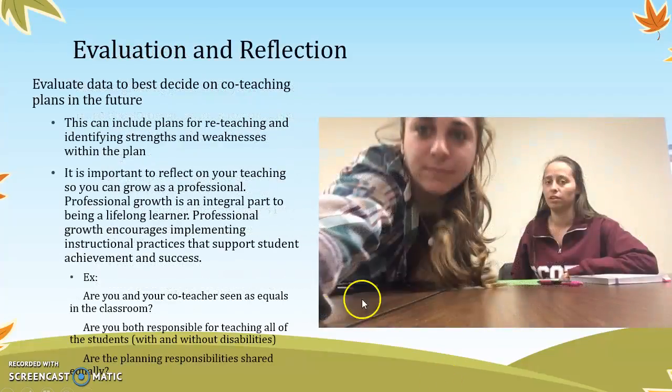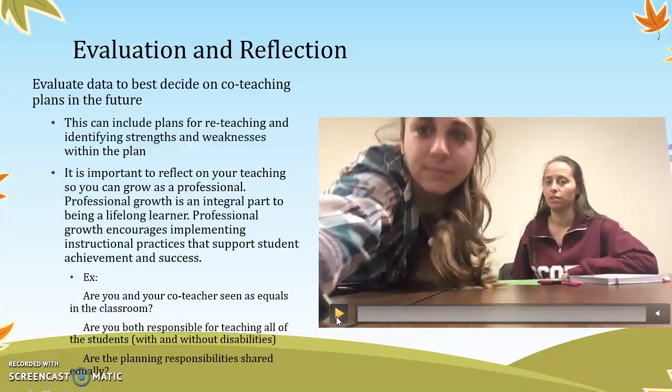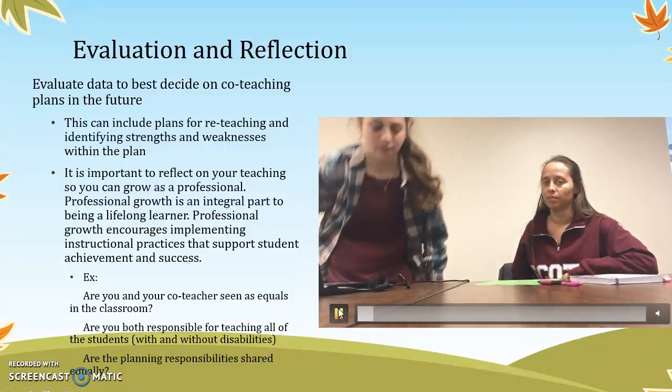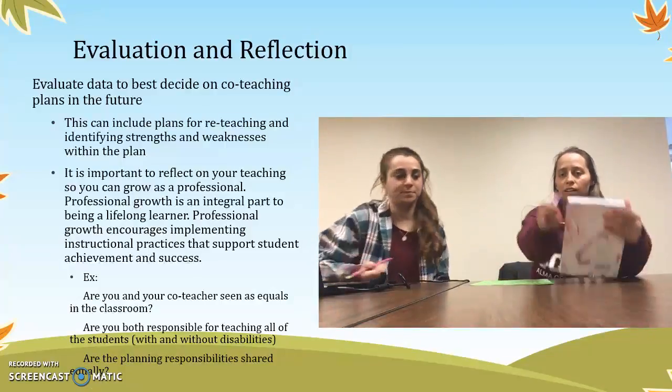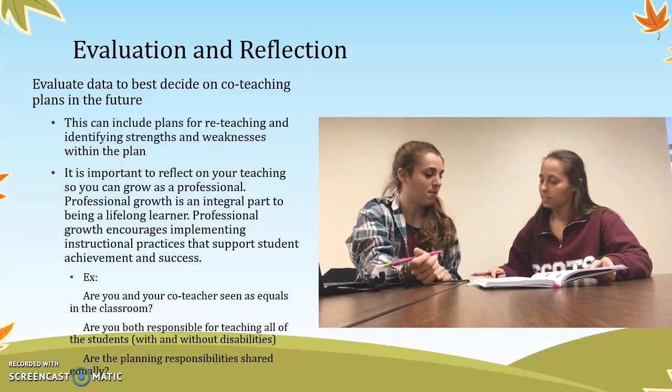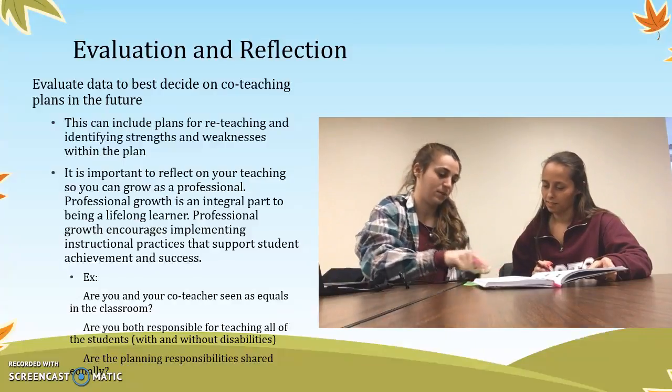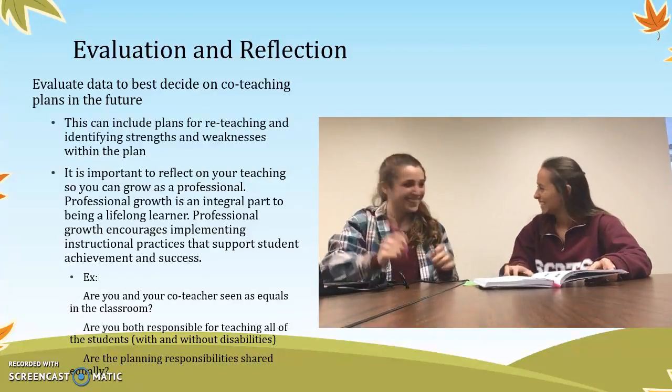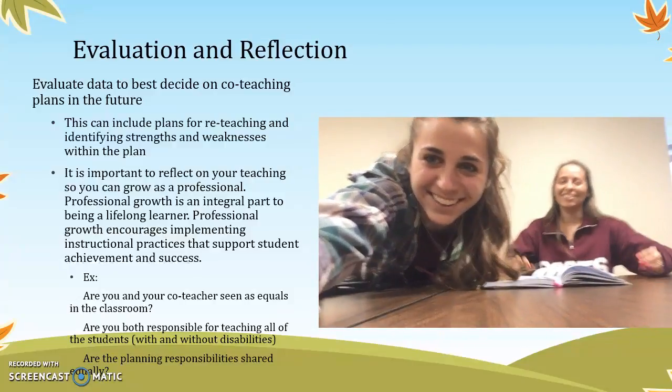And then evaluation and reflection, you should always make sure that you're working on making your co-teaching stronger. So with your co-teacher, you should always work together to identify strengths and weaknesses within your plan. It's important to reflect on your teaching, ask yourselves if you're both seen as equals in the classroom, and really sit down making sure that you're sharing responsibilities equally and you're teaching all students, with and without disabilities. So it's really good to sit down professionally with your co-teacher either at the end of the day or at the end of any sort of unit and make sure you're hitting all the objectives that you want to.